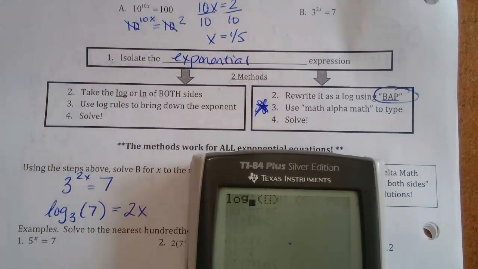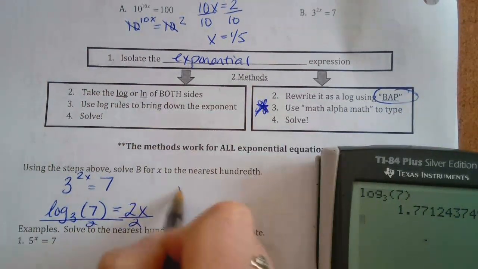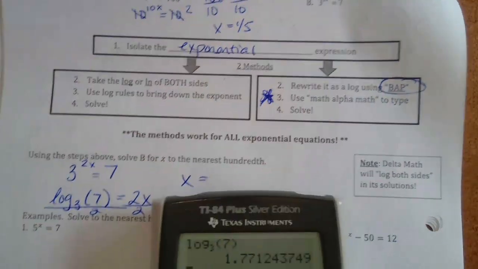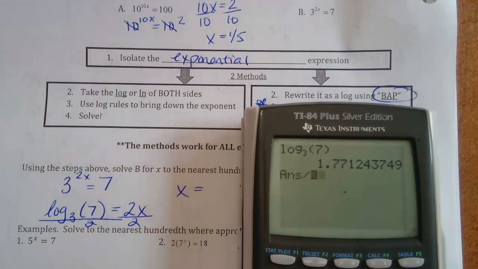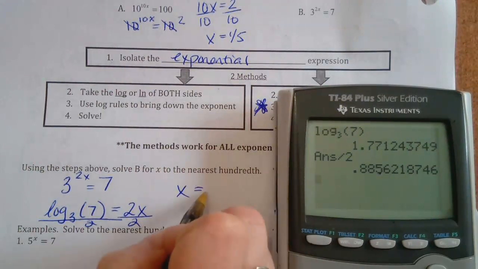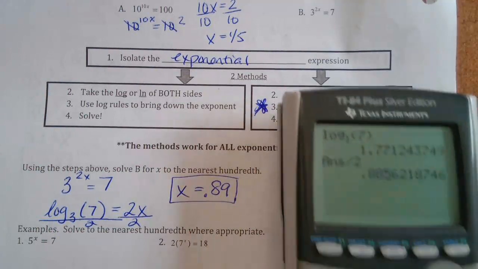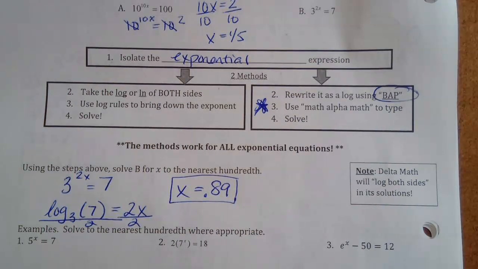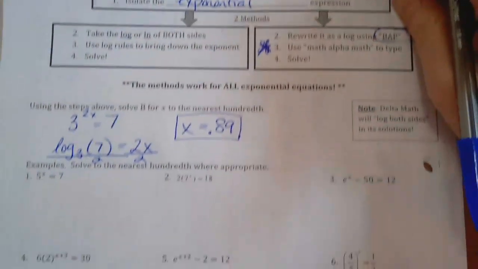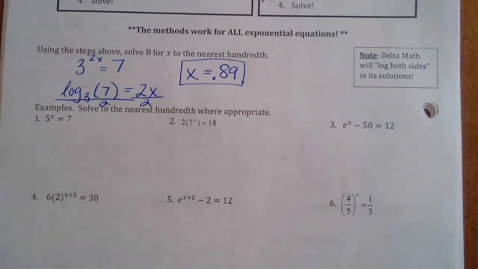So math alpha math, type in your 3, type in your 7, and then divide that answer by 2. And so if I take this answer in my calculator and I divide it by 2, it's the exact same thing I just got in my calculator when I did the graphing option. So about 0.89 because it says round to the nearest hundredth. So that's what we're really going to be practicing a lot today is bapping. Essentially, we're solving exponential functions, not getting common bases, and like I said, I use the BAP method.